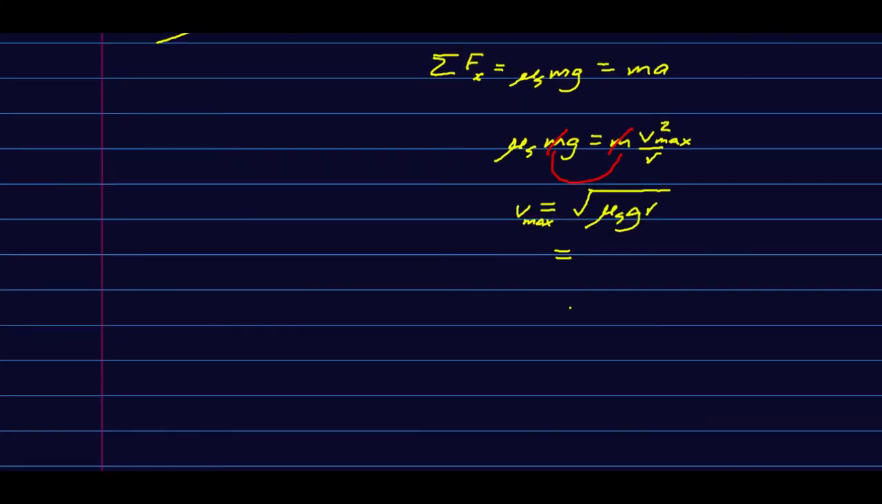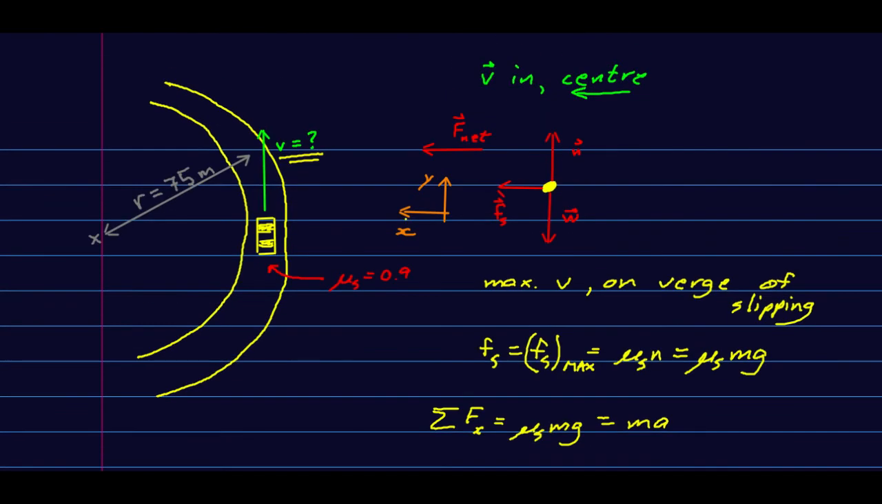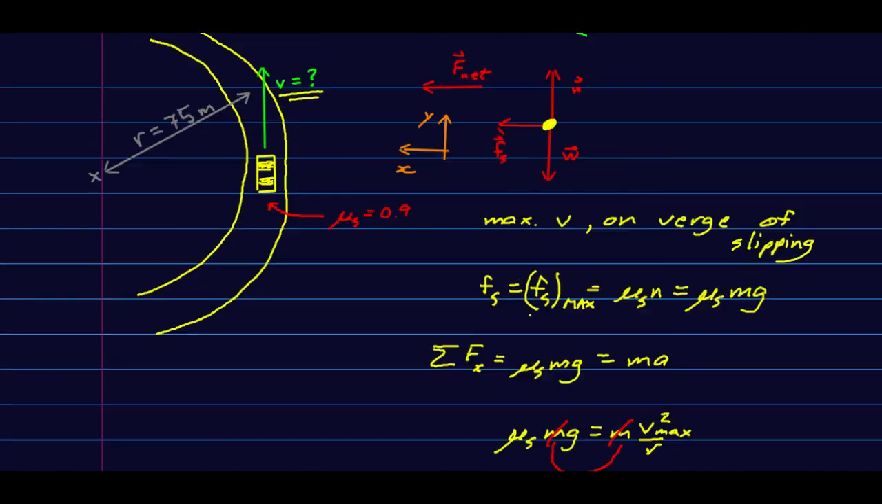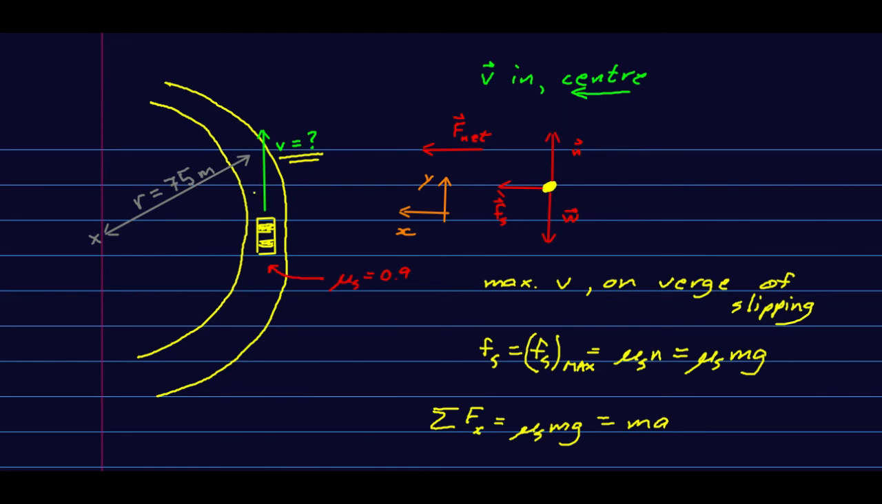which if you plug into your calculator with the mu s I've quoted here and that radius, comes out as about 26 meters per second, right? So you wouldn't want to put a curve this tight on a major highway where the speed limit is more like 30 or 35 meters per second. And this is a sort of consideration that goes into road design.